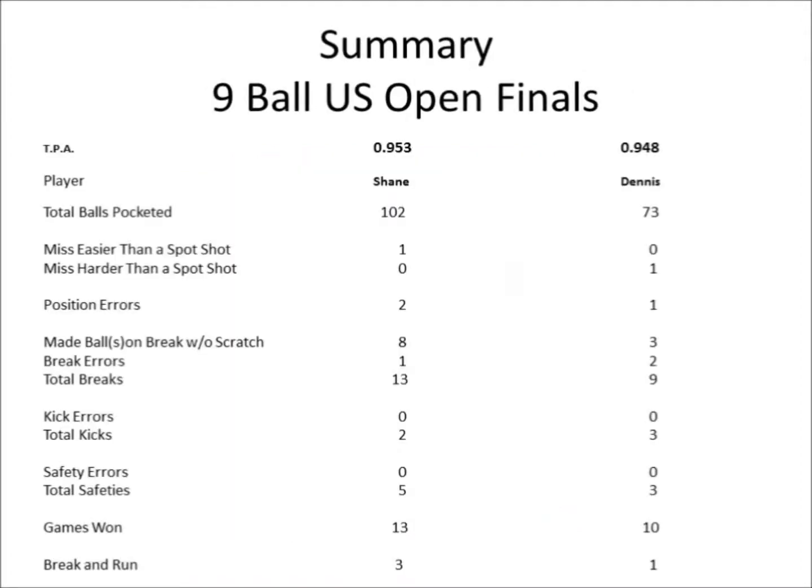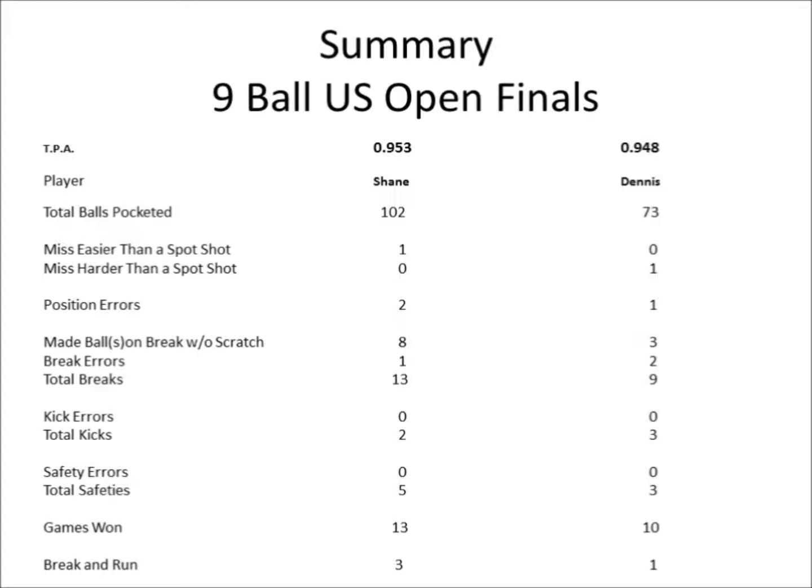This is the actual results from the 9-ball U.S. Open Finals between Shane Van Boening and Dennis Corrillo. It was a race to 13, and Shane won 13-10, but it was one of the most close to perfect matches that you could witness. There were 23 games, and there was a total of 2 shots missed.